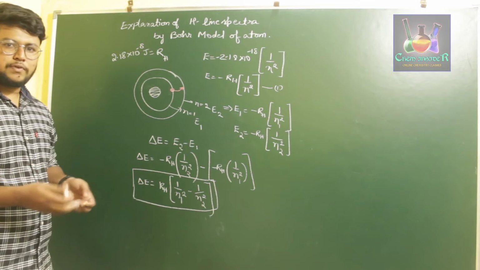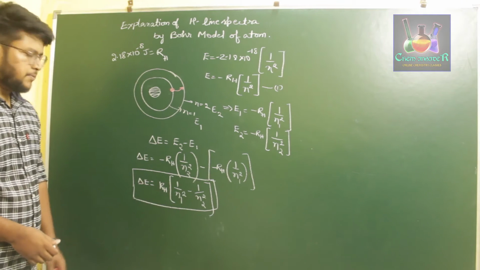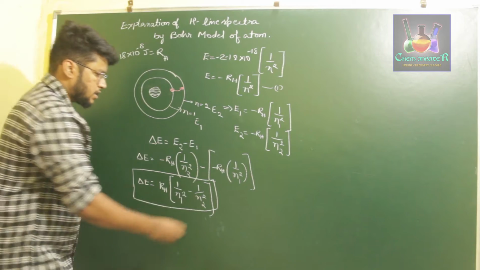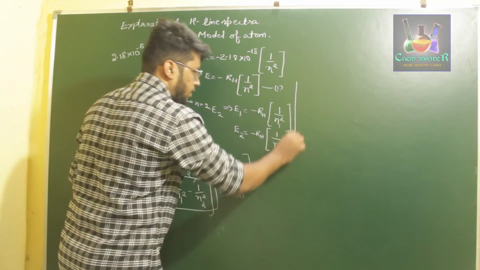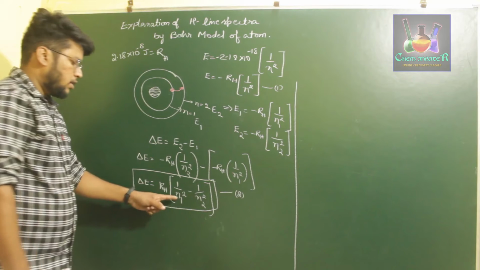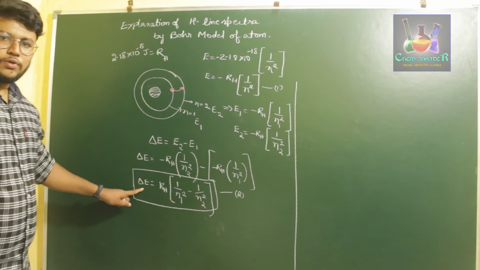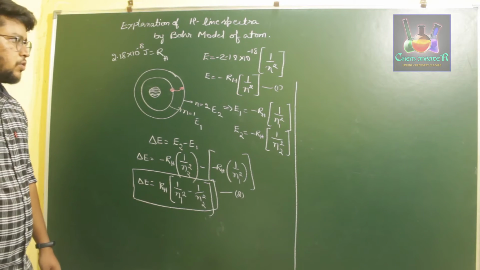So you have to be specific with the terms. N1 is the initial state, N2 is the final state. So if you determine these E values, let us take this as equation 2. Now we have got the expression of energy with respect to the particular state value. Therefore, we also know that E is equal to h nu.